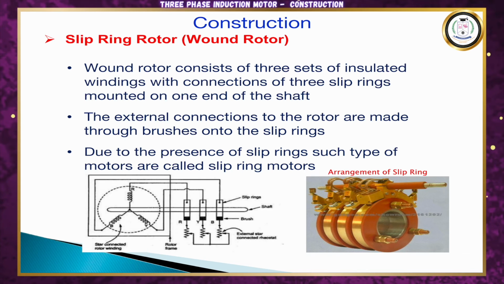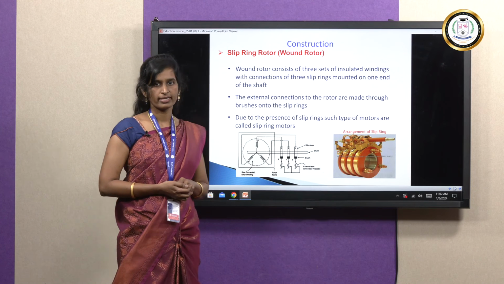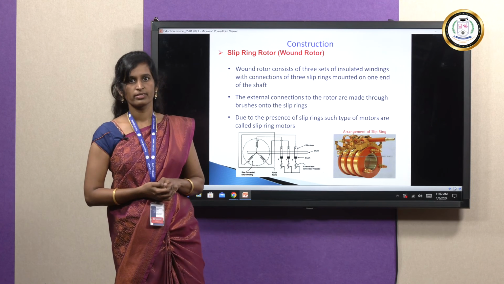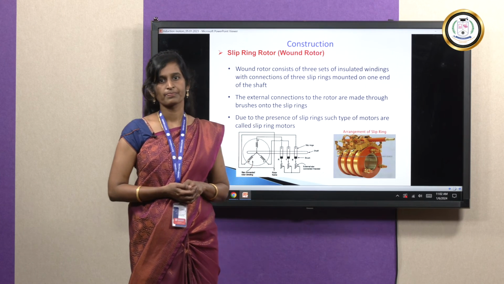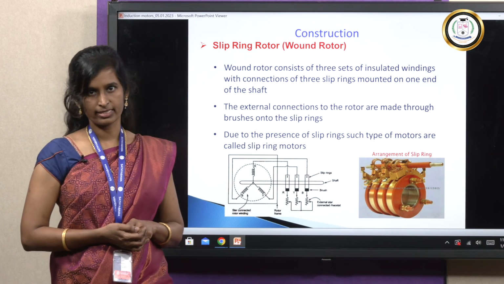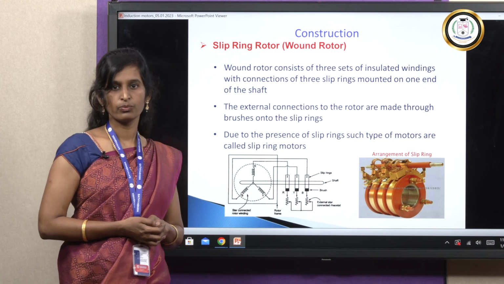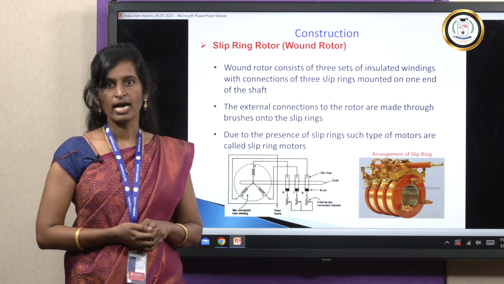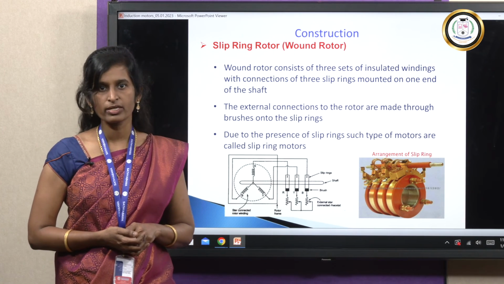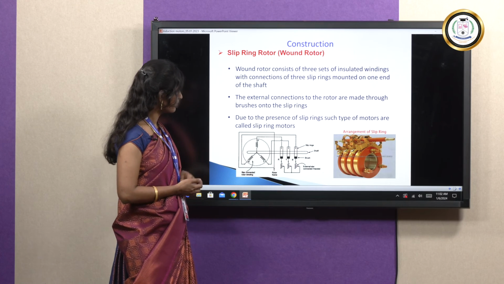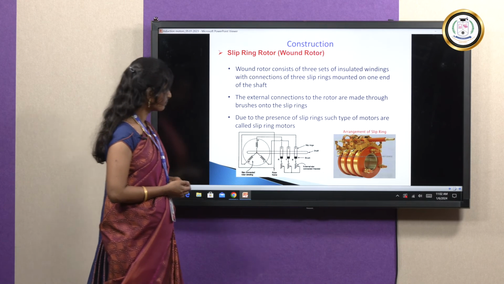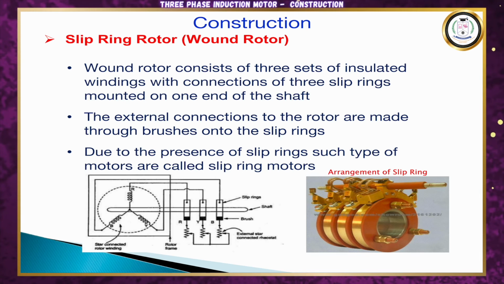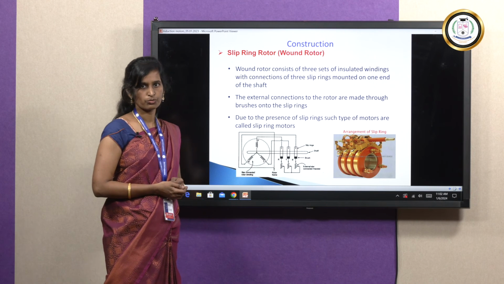Next type of rotor is the slip ring rotor. This is also called wound rotor. Wound rotor has three-phase windings which are placed in the rotor slots. These can be connected in star or delta. These are taken out with the help of slip rings as well as brushes, and they are mounted on the shaft. So this is the sample diagram for the slip ring rotor. These are the windings taken out and mounted on the shaft, and we can connect these windings along with external resistances so as to control the speed of the induction motor.